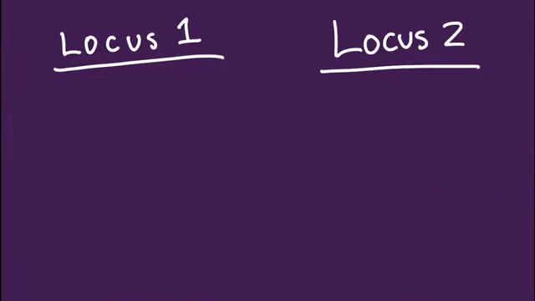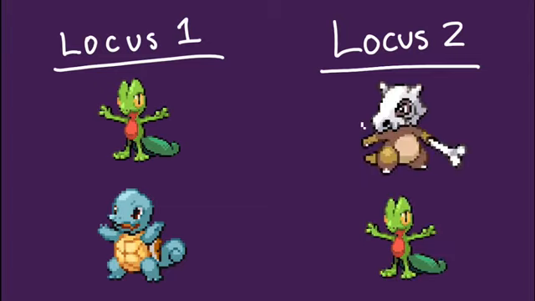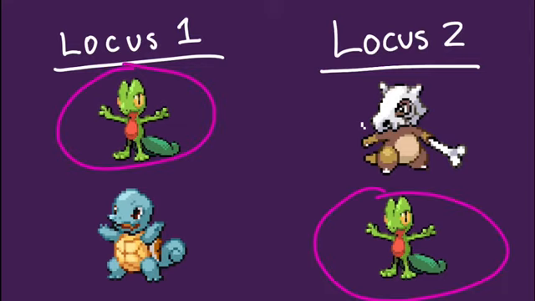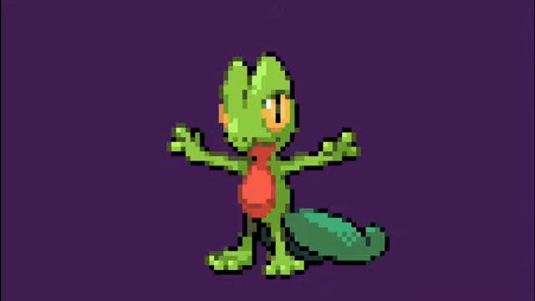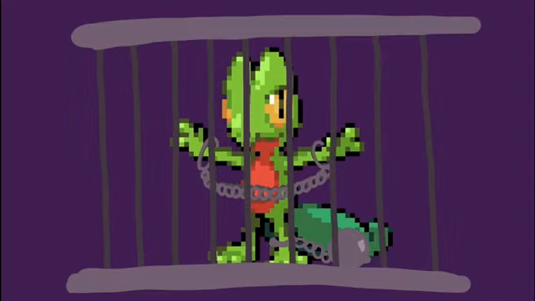So let's go over the overall results. On Locus 1, Trico and Squirtle both match the evidence. And on Locus 2, Cubone and Trico match the evidence. Trico is our common denominator between both loci. Based on this evidence, we can conclude that Trico is the one responsible for what happened to Cubone.